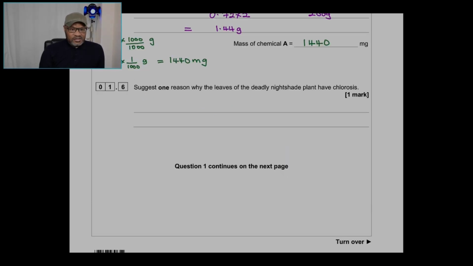Question 1.6. Suggest one reason why the leaves of the deadly nightshade plants have chlorosis. One reason could be lack of chlorophyll, or the lack of magnesium ions, or we could say lack of nutrients like nitrogen. You could say lack of water, lack of light, or the pH of the soil is wrong, or some kind of infection that could affect the plant.